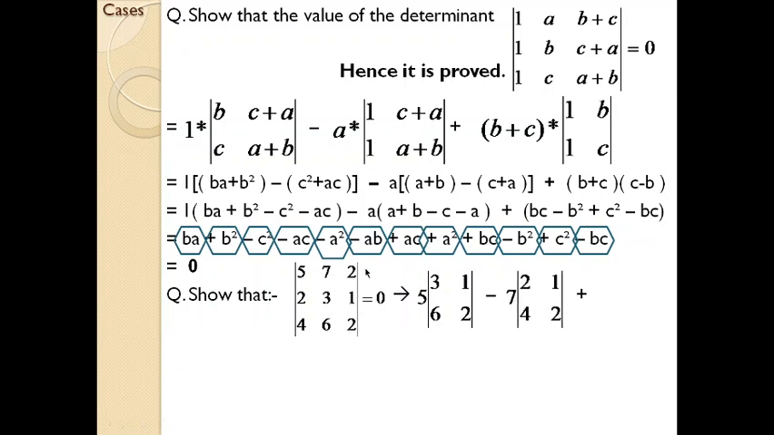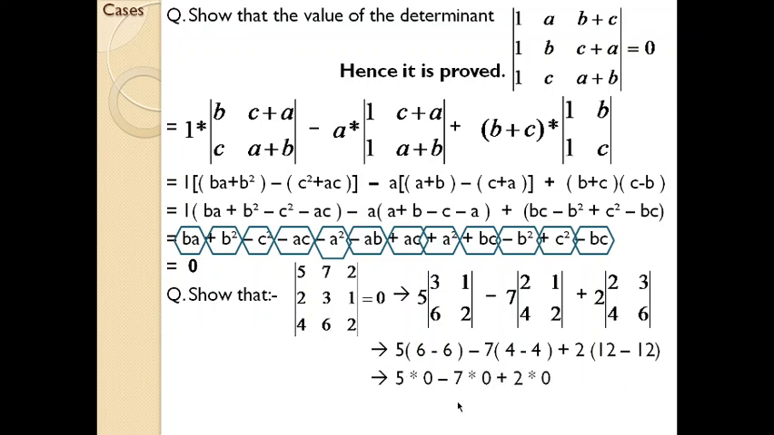Minus, next is 7. Once you select that element, the corresponding row and column will be neglected. So 2, 1, 4, 2. After minus, next one is plus. So you will get 2. The remaining items are 2, 3 and 4, 6. So by solving that, you will get 5 into 3 into 2, 6, minus 6, minus 7 into 2 into 2, 4, minus 4, plus 2 into 2 into 6, 12, minus 4 into 3, 12. So if you solve that, you will get an answer 0.